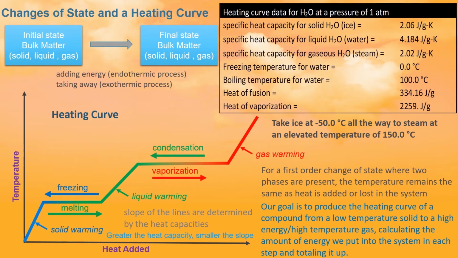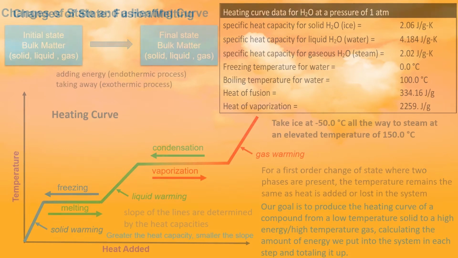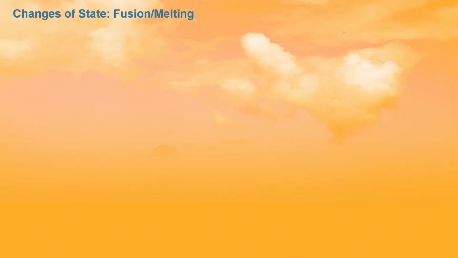The vital data we need to produce the heating curve for water is on the table. Be aware that for this example, the specific heat capacities and heats of phase transitions are per gram of matter and not kilogram or moles. It is common to find values that are in a variety of energy and mass units. We're going to begin by starting with 100 grams of H2O solid ice at minus 50 degrees Celsius.